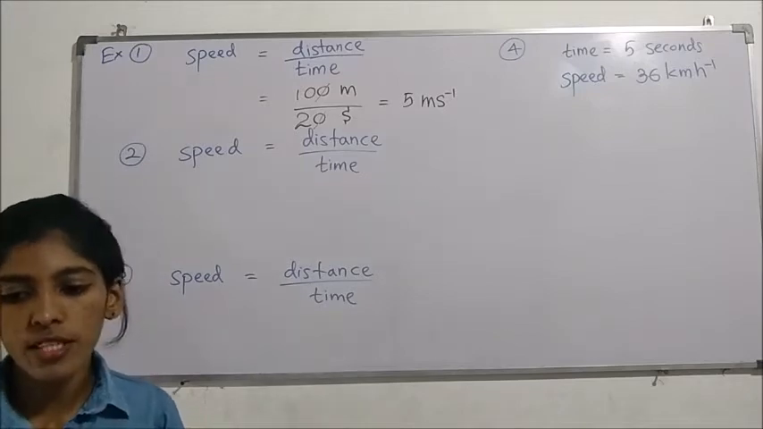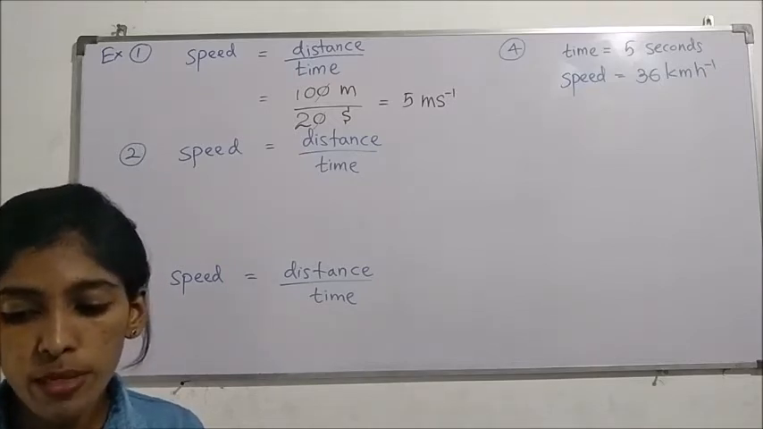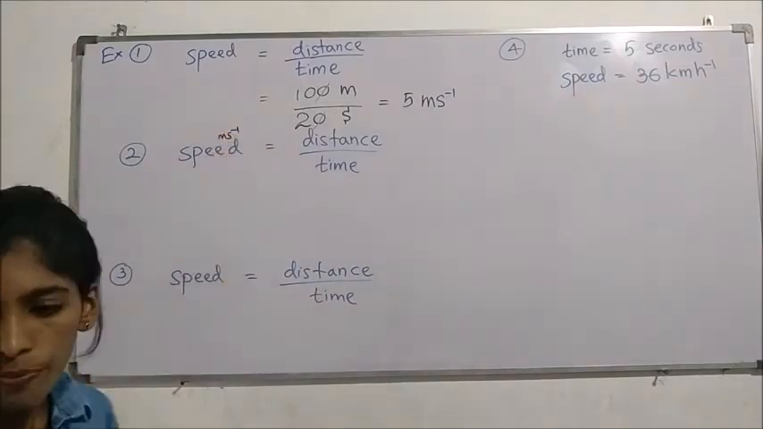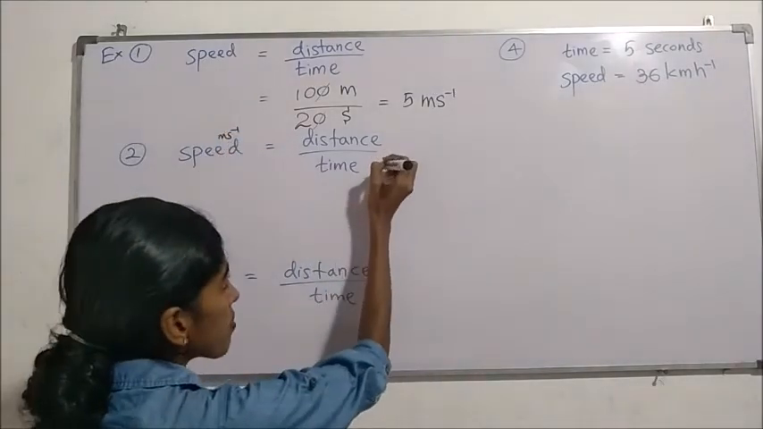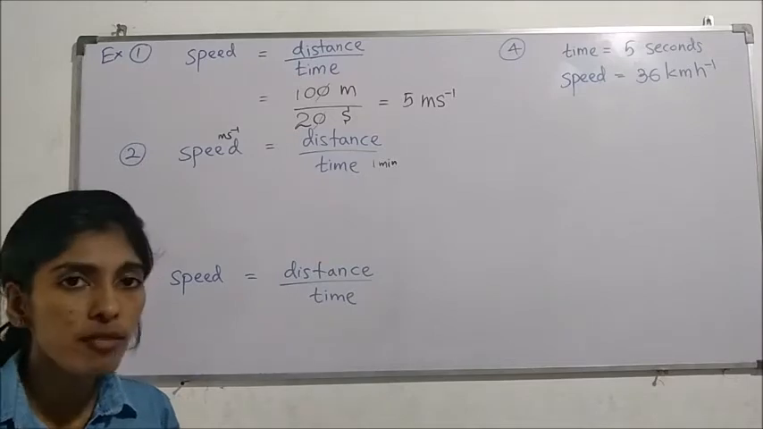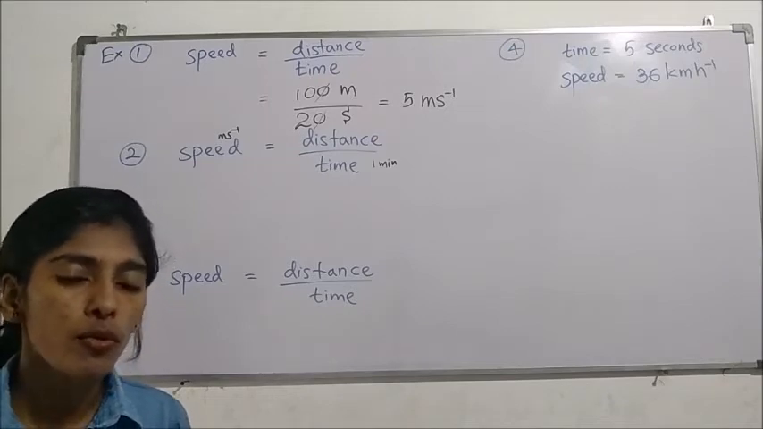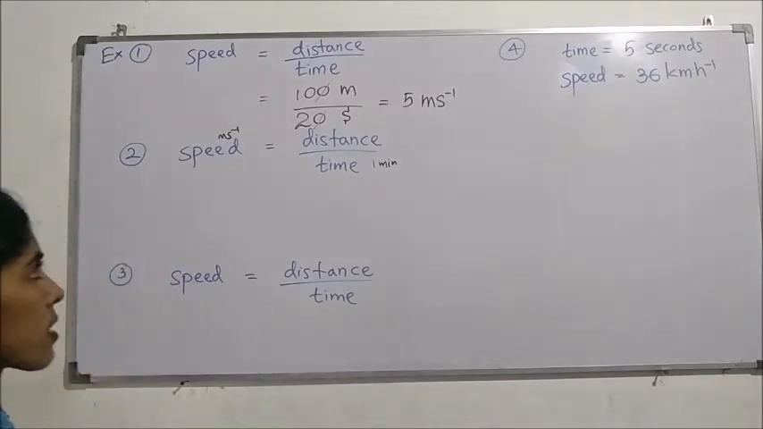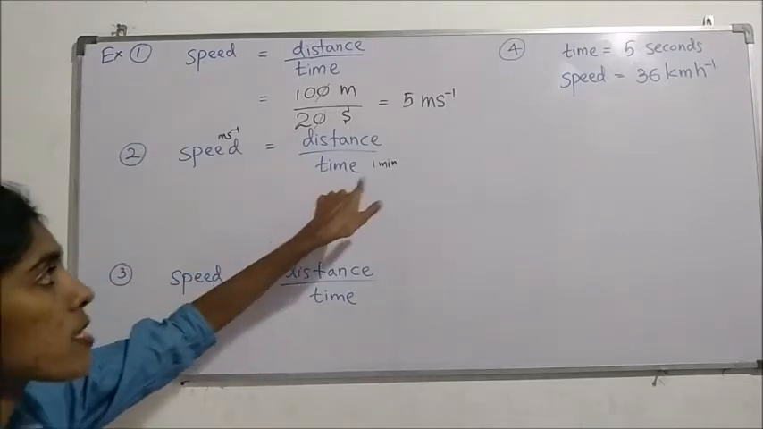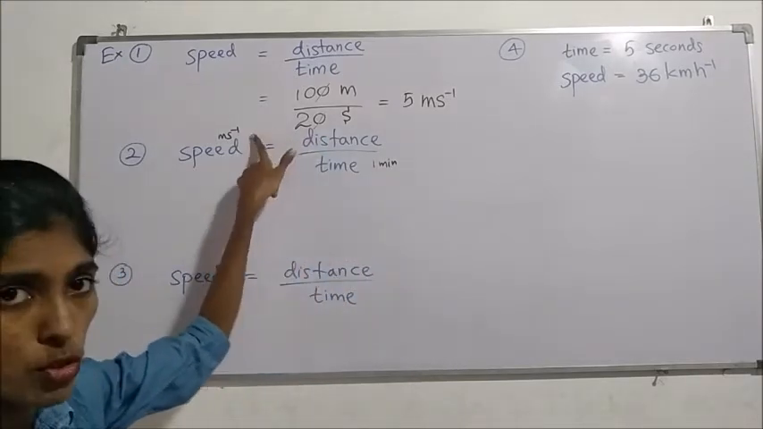Next, second question. Calculate the distance travelled in 1 minute by a bird that flies at a uniform speed of 5 meters per second. The speed is given in meters per second and the time is 1 minute. We need to find the distance travelled by this bird. They haven't given us any specific unit for the distance, whether meters or kilometers. But you see the given data: the speed is given in meters per second and the time is given in minutes. So you better convert time into seconds to match.